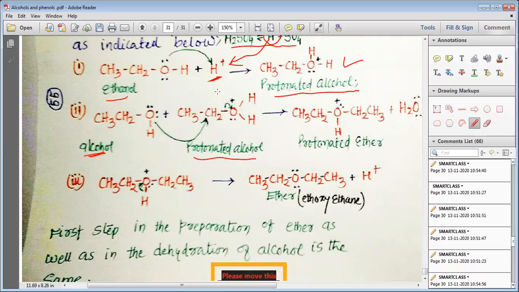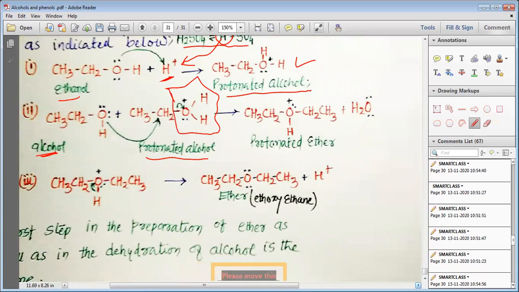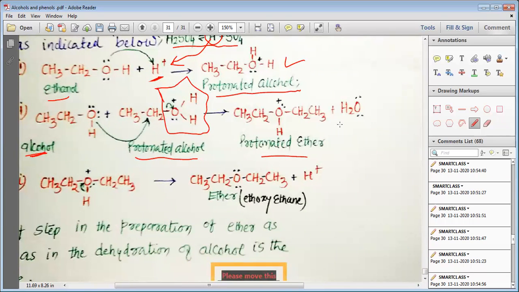But you can see here that the bond between carbon and oxygen in the protonated alcohol gets broken. The electrons of this bond come on oxygen, and finally this product, which is known as the protonated ether, as well as water, is produced. As the electrons from this bond come on oxygen, the water molecule has two lone pairs on its oxygen.